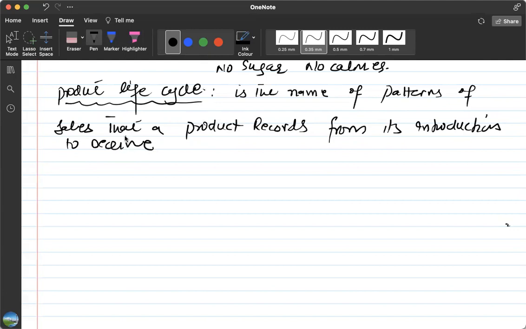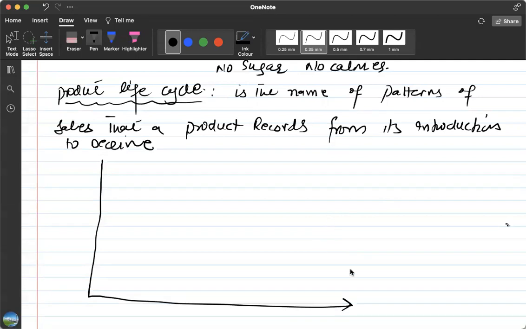Again, let's draw the product life cycle and go into the details of that. The product life cycle is drawn on two axes, where on the x-axis we have drawn the time, and on the y-axis we have drawn the sales, because as I told you, product life cycle basically is the pattern of sales of the product, that how a product will be sold. This is drawn like this.